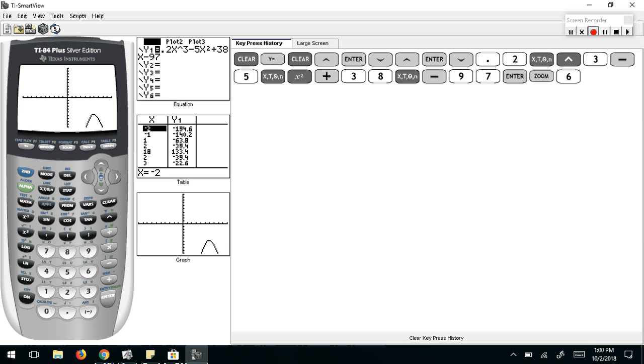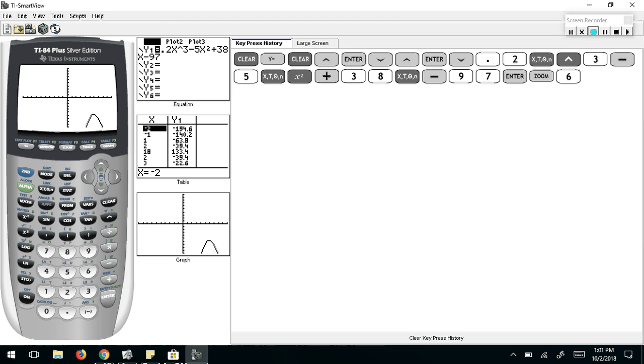Zoom 6 is the standard form. It's a 10 by 10 window. It goes from negative 10 to 10, negative 10 to 10. You typed the equation in wrong. Point 2. Hit Zoom 6 and reset. And then we'll talk about it.